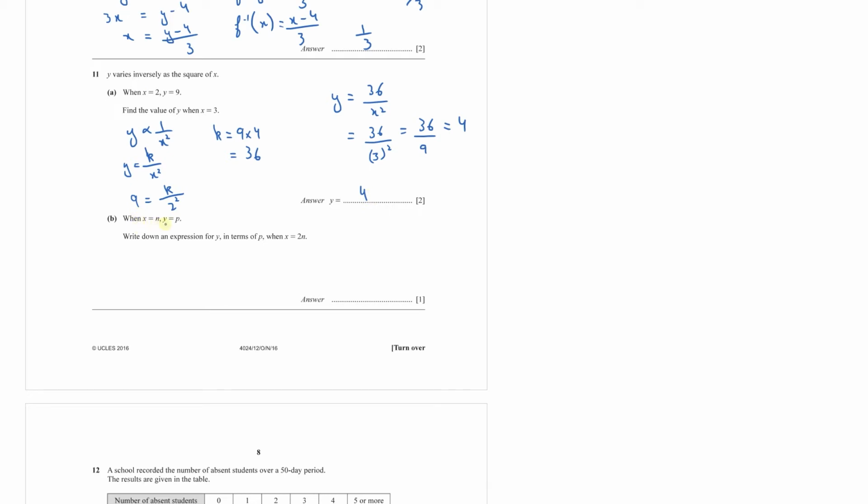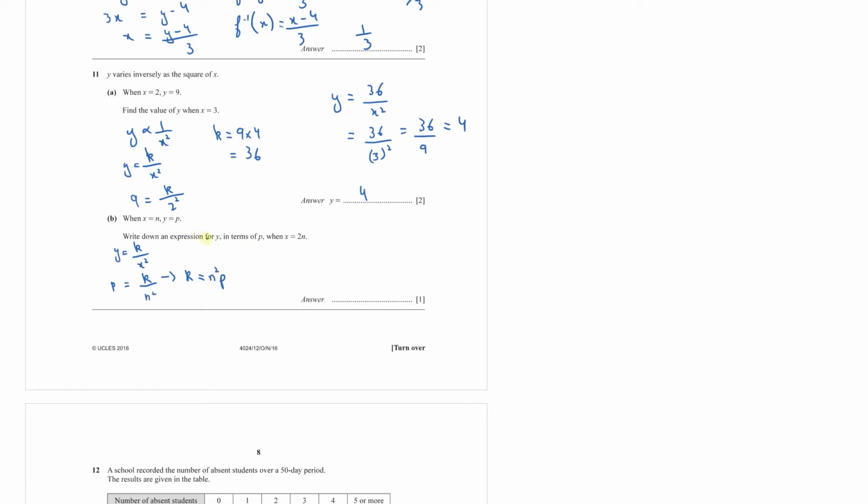Part B is when x equals n, y equals p. Write down an expression for y in terms of p when x equals 2n. So similar to how we did it in the previous part, first we need to find the value of the constant. So y equals k over x squared. When x equals n, y equals p. So y is p and x is n, which becomes n squared. This gives you k equals n squared p. So this is your constant.